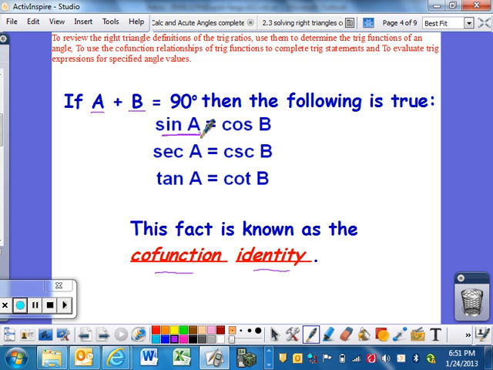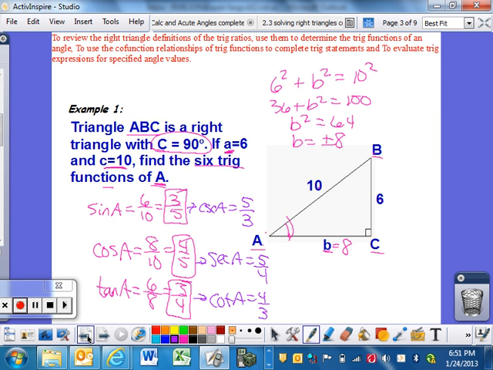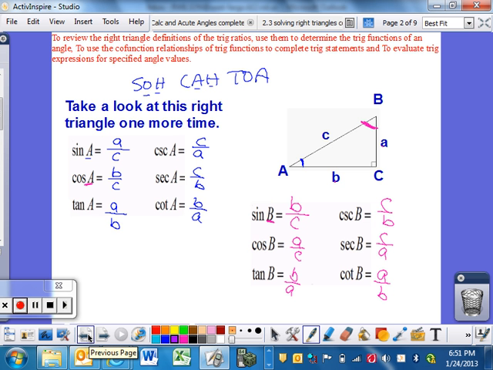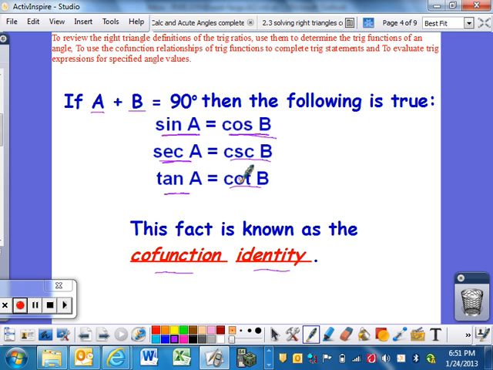Sine of angle A will be the same as cosine of angle B. And then your secant with your cosecant, your tangent with your cotangent. They're going to actually equal each other. And we kind of notice this here. Cosine of A is the same as sine of B, and vice versa. If you look at those relationships, that's going to be true every single time.